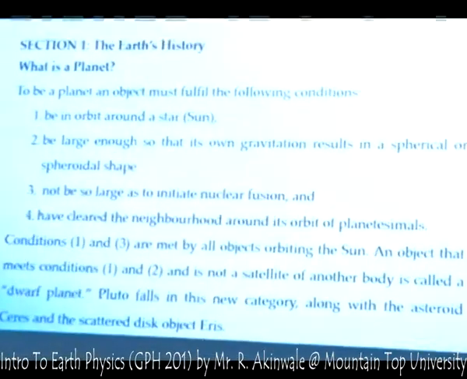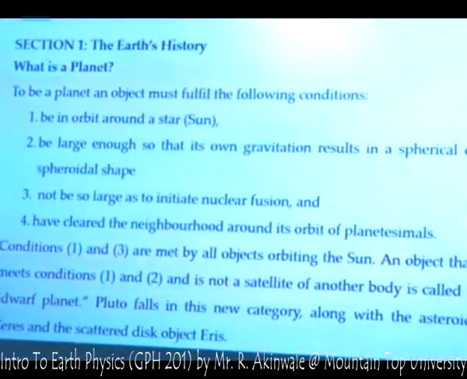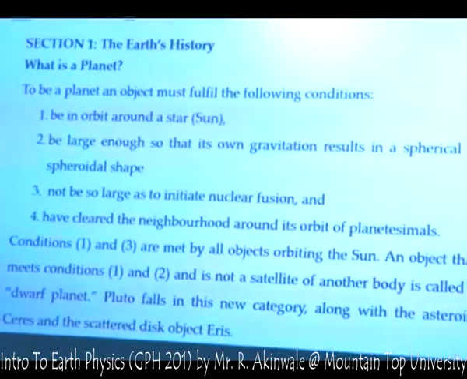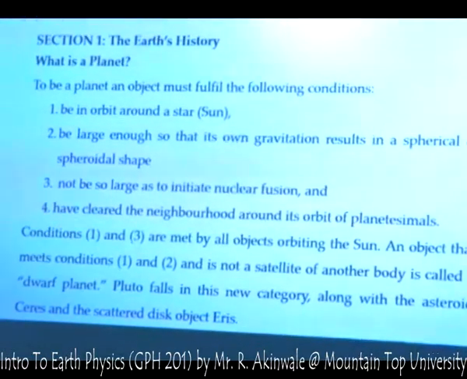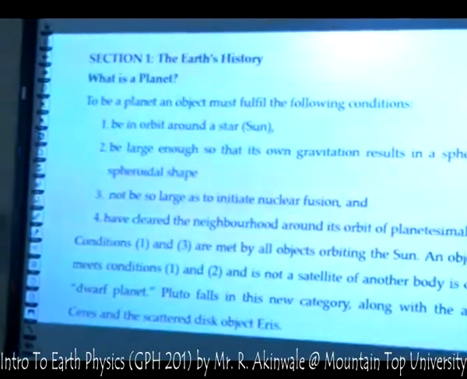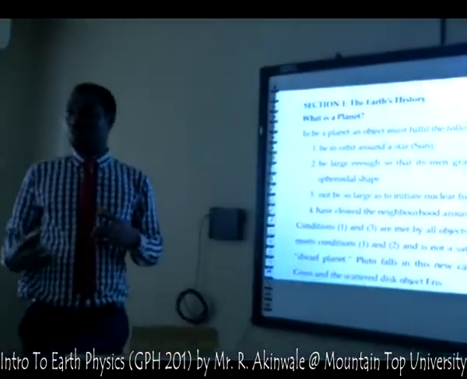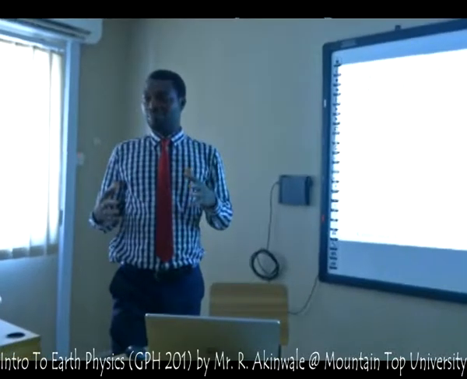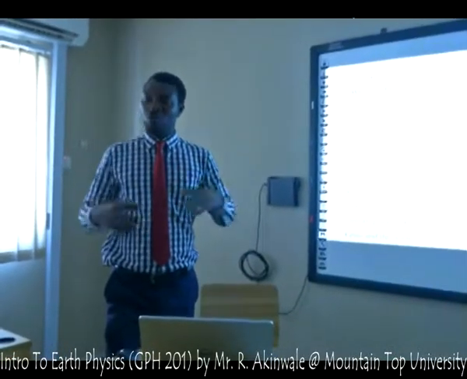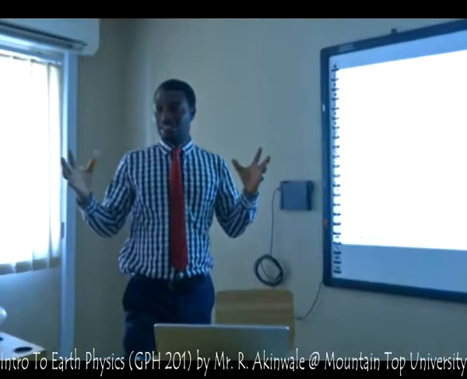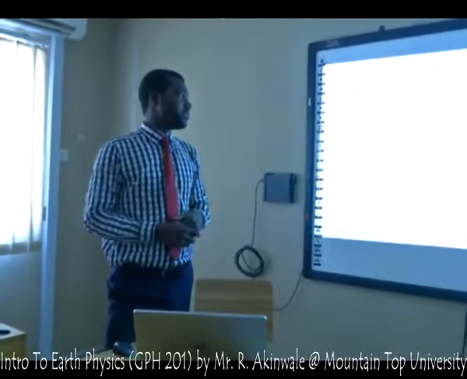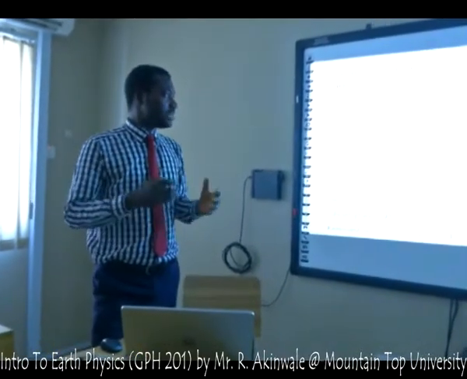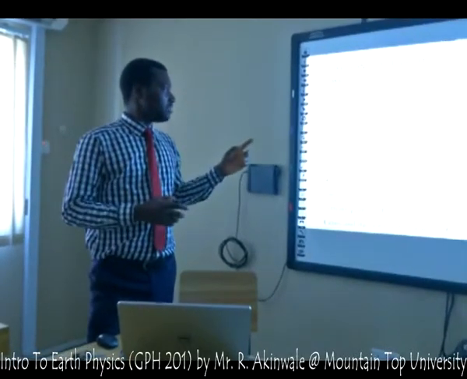Okay? Now, another thing is that it must not be so large as to initiate nuclear fusion. Remember that in your year one, you were taught nuclear reactions in which we have nuclear fission and nuclear fusion. In fusion, we have the combination of small nuclei to form a larger nucleus. For instance, hydrogen to form helium. So the Sun is generating the heat from that process. The Earth is not generating the heat per se. No, it's not burning. So none of the planets are burning. It's only the stars that burn. The Sun is an example of a star. So it burns due to that reaction. Now, the third thing is that it must not be so large.